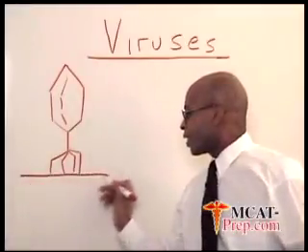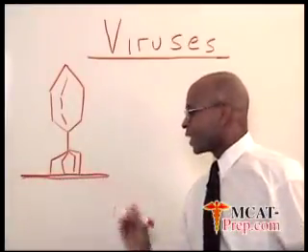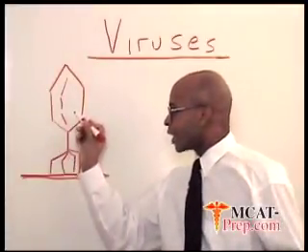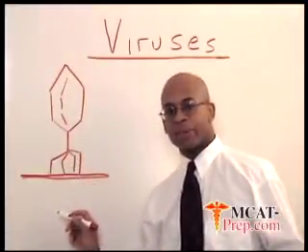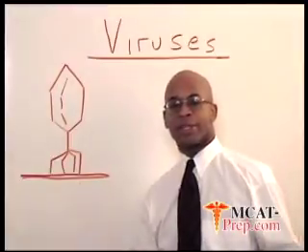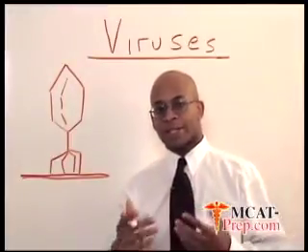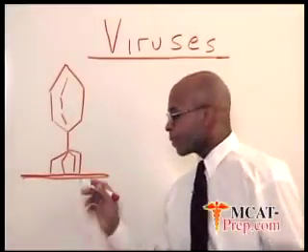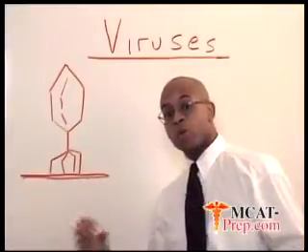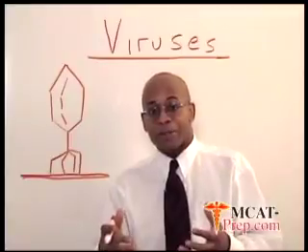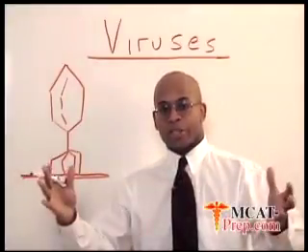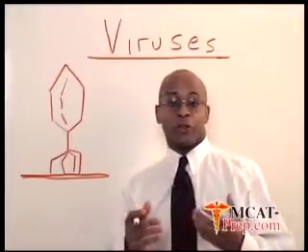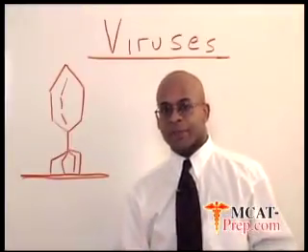And so when a virus attacks a cell, it will land on the cell, it will inject its genetic material into the cell, and it will force the cell to replicate more viruses. Sometimes the cell will replicate so many viruses that it will burst and release these viruses. That would be called a virulent state.